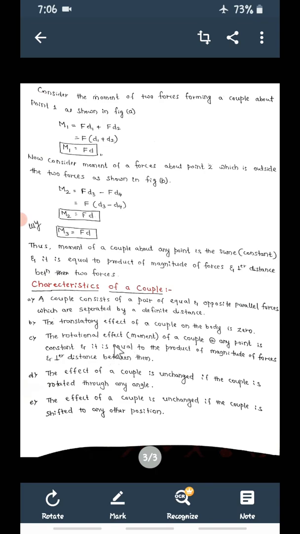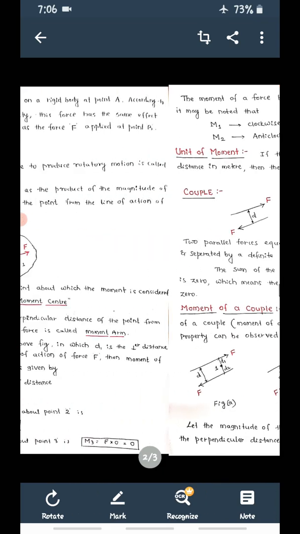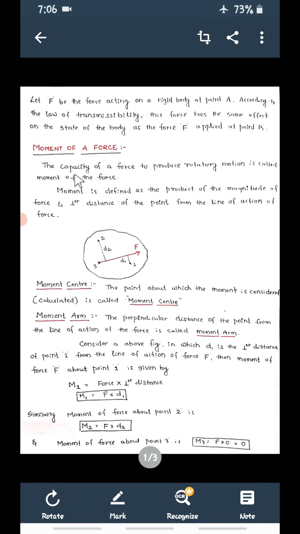So let us stop here. Once again I will revise this. Today we have studied the moment of a couple. Moment means, remember, from here onwards it is a rotation. The body will rotate either clockwise or anti-clockwise. So to form a moment, what is required? A force and a perpendicular distance are required.